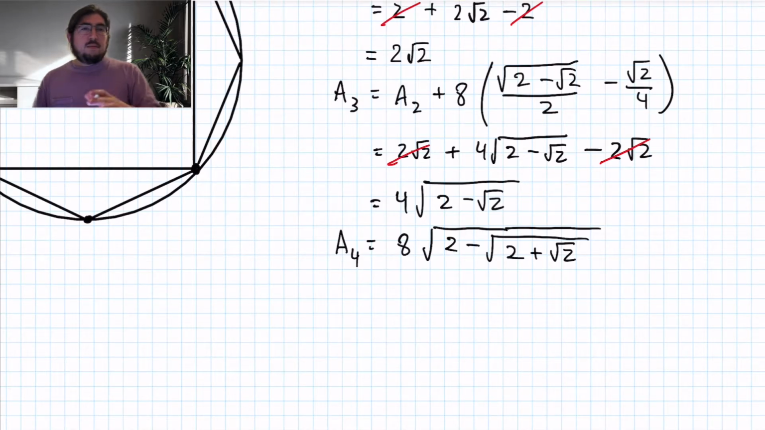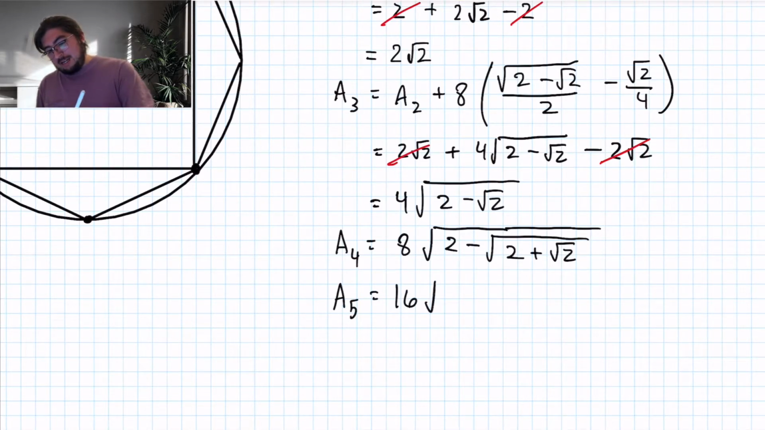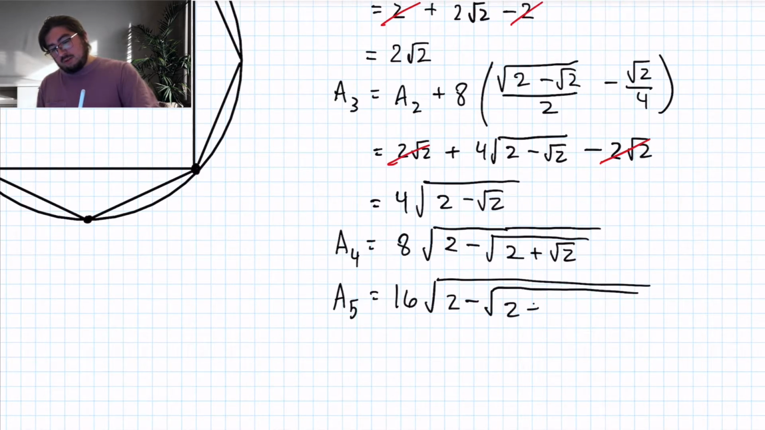Very similarly, it's equal to A3 plus 16. You notice the amount of triangles doubles, of course, times the area of those triangles you end up getting, which will involve nested radicals. And when you distribute and combine, that previous A3 area will cancel out, just like A2 and A1 canceled in the previous calculations, and you'll end up getting this. A5 will give you 16 times the square root of 2 minus the square root of 2 plus the square root of 2 plus the square root of 2.